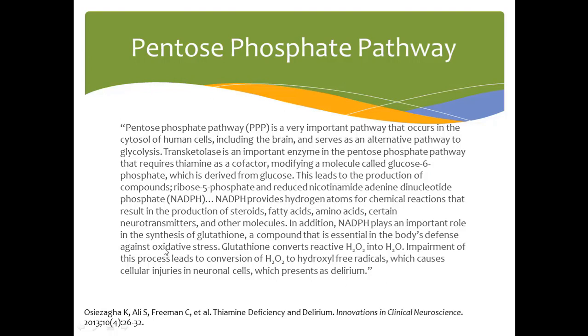NADPH plays an important role in the synthesis of glutathione, which is very important for preventing oxidative stress, and converts hydrogen peroxide to water. Certainly impairment of this enzyme will create lots of free radicals, and those free radicals are very damaging to neurons within the brain. And so oxidative stress, as I'll point out later, has been linked to autism and many other neurodegenerative conditions.